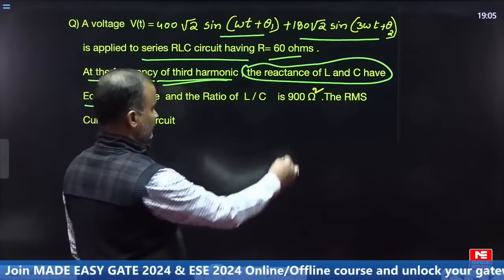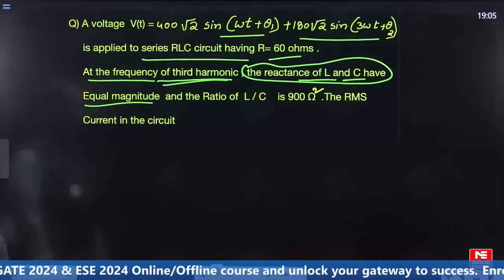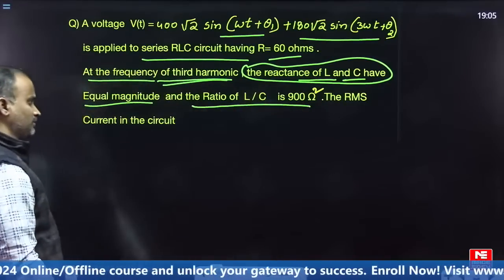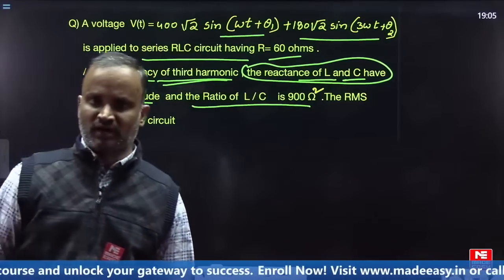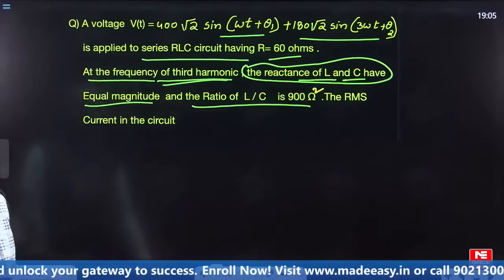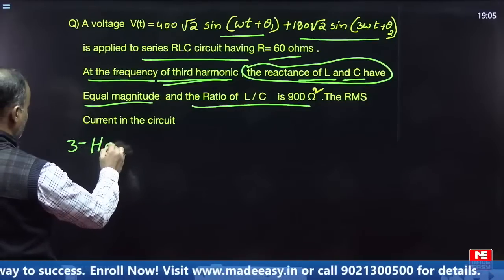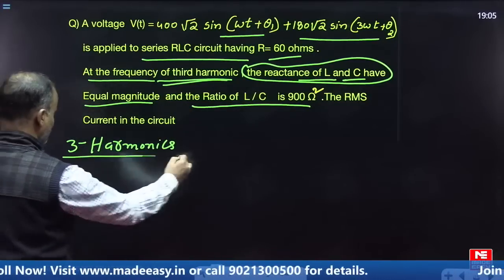Because at resonance condition only do we get inductive reactance and capacitive reactance equal. And in the question there is one more data, this L by C ratio. What is the requirement? What will be the effective current? What is the total RMS current in the network? Okay. First let us come to the third harmonic.